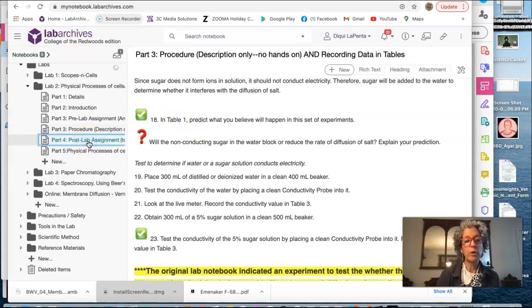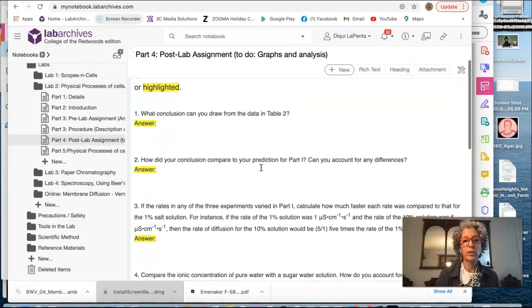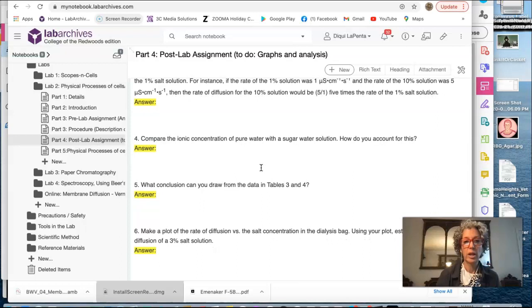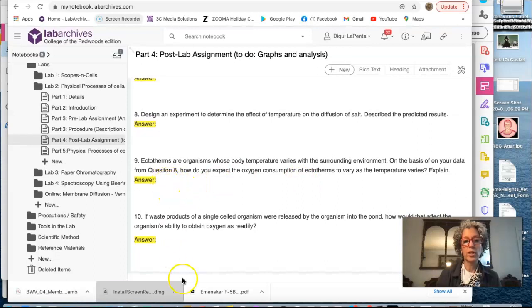And then there's the post-lab assignment. Asking about the conclusions you can determine. And we can't do table 4. But again, make sure that your answers are not just typed in the same font, but are made textually somehow distinct from the questions.